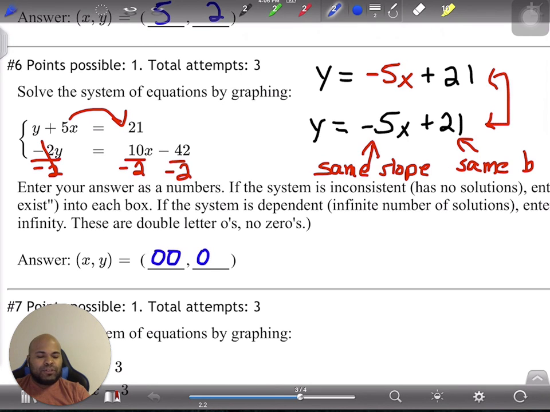So in Canvas, you enter 2 zeros representing the infinity signs. So I hope that this makes sense.